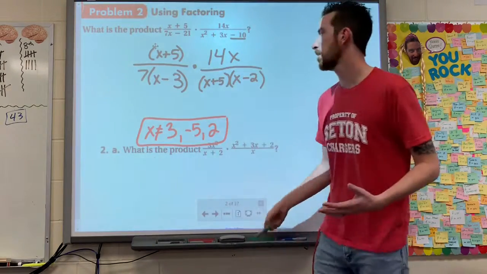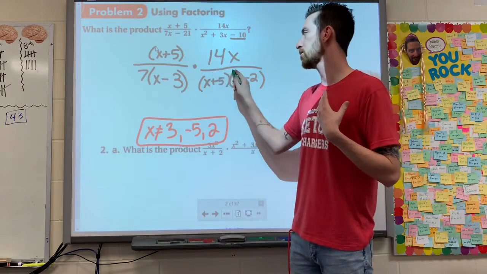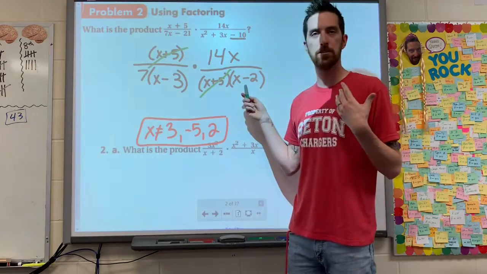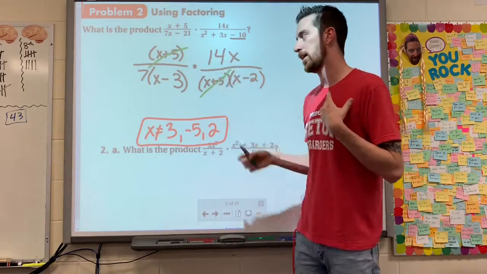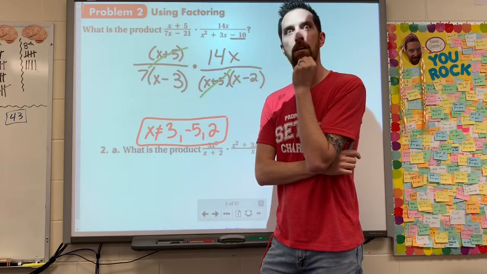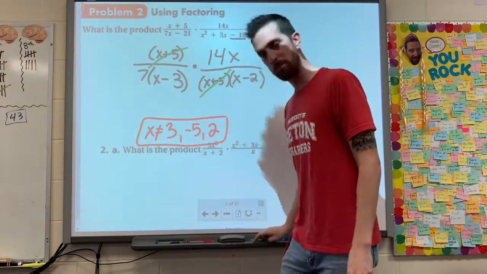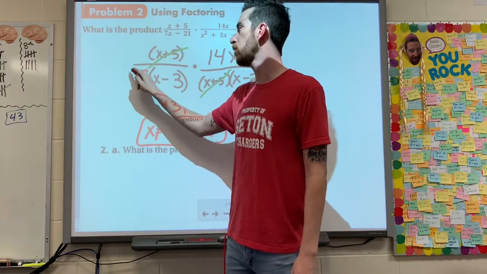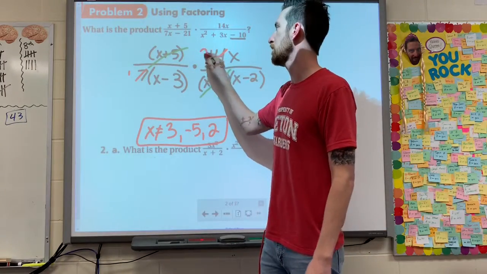Now what can we cancel out? Oh, I see an x plus 5 for an x plus 5. Let's cancel those out. Anything else? Are there any x minus 2's on top? Nah. All we got left on the numerator is 14x. 14, anything we can simplify that with? The 7. How many 7's go into 14? Yeah, 2. So we make this a 1, but we don't really need to write the 1. We make this 14 a 2.